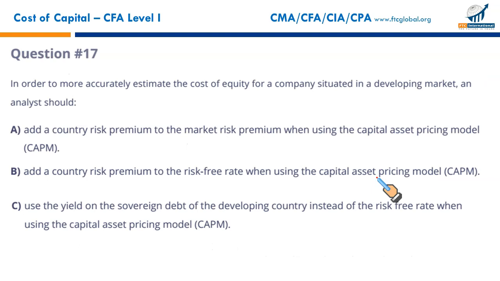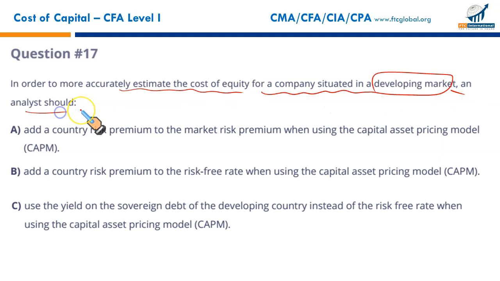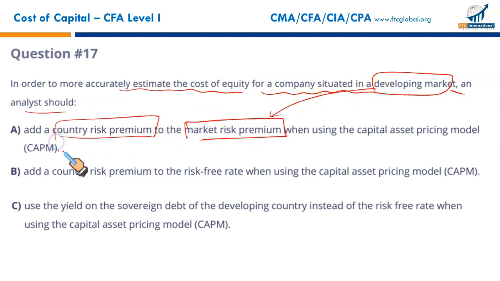Next, in order to more accurately estimate the cost of equity for a company situated in a developing market, when you say developing market, it means China, Russia, Pakistan, India, developing economies. So we need to make some adjustment in the cost of equity. An analyst should do what? The recommended approach is to simply take the market risk premium in that particular country and add the country risk premium to the market risk premium when using the capital asset pricing model. That is the suggested approach.